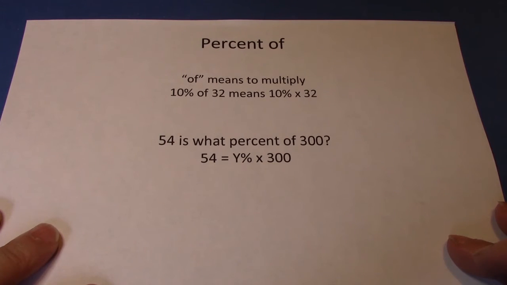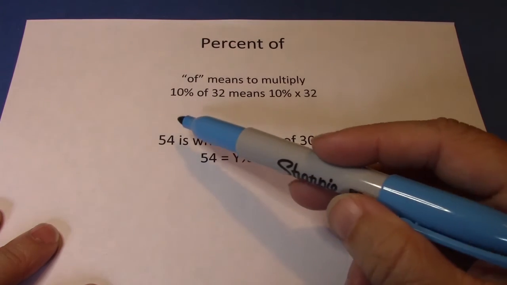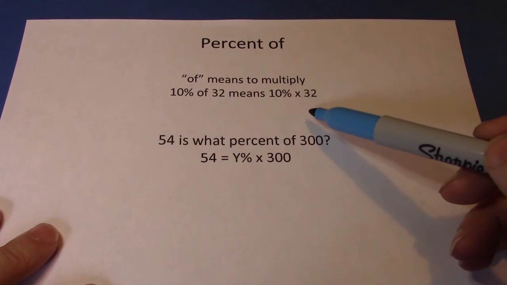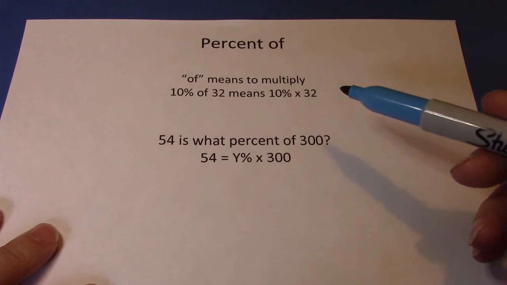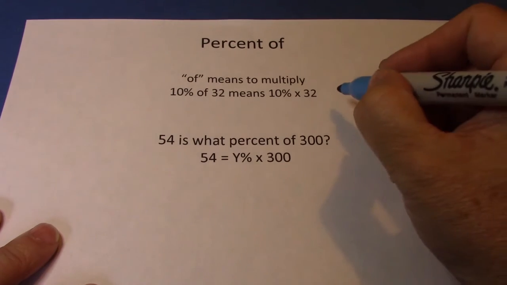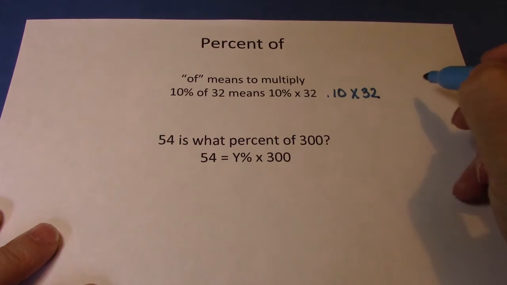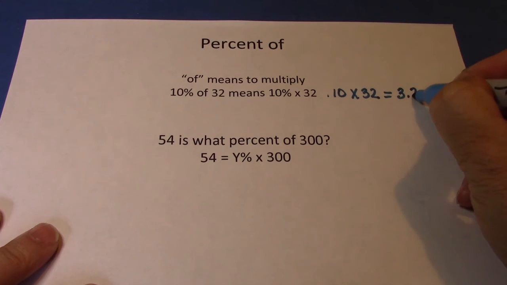We often have common questions like, what is 10% of 32? And 54 is what percent of 300? You'll find more information on translating English to math in Section 10 on word problems. However, here's one important translation. Of means to multiply. So literally, 10% of 32 means to take 10% and multiply it by 32. We can do that in decimals. 10% as a decimal is 0.10 times 32, and that would give us 3.2.